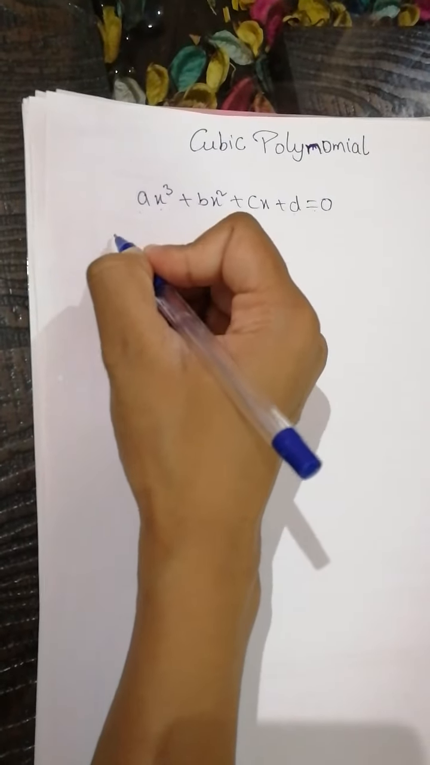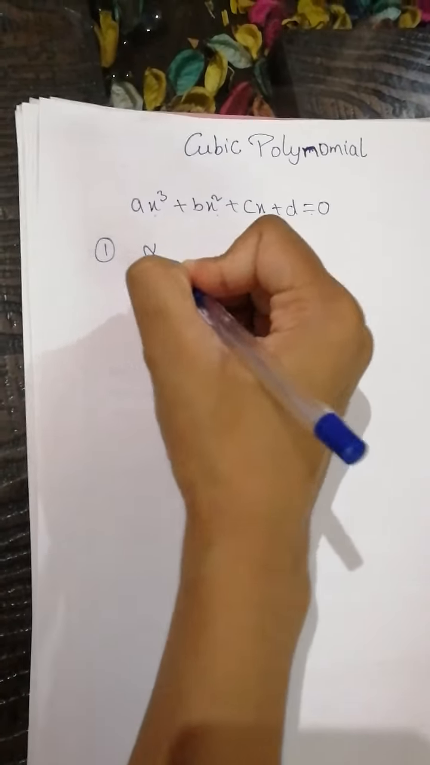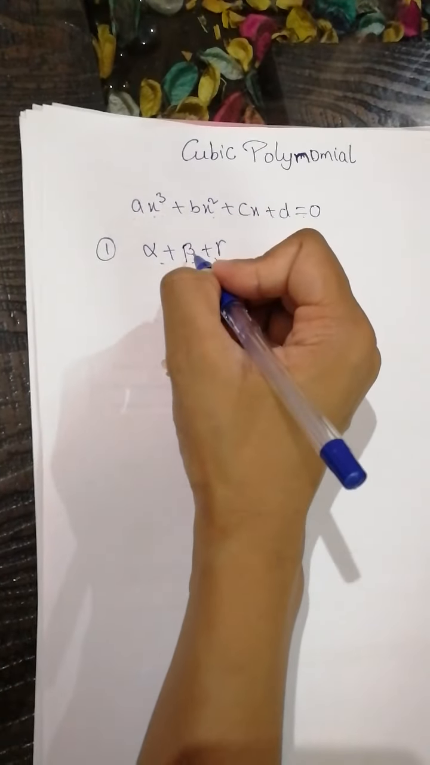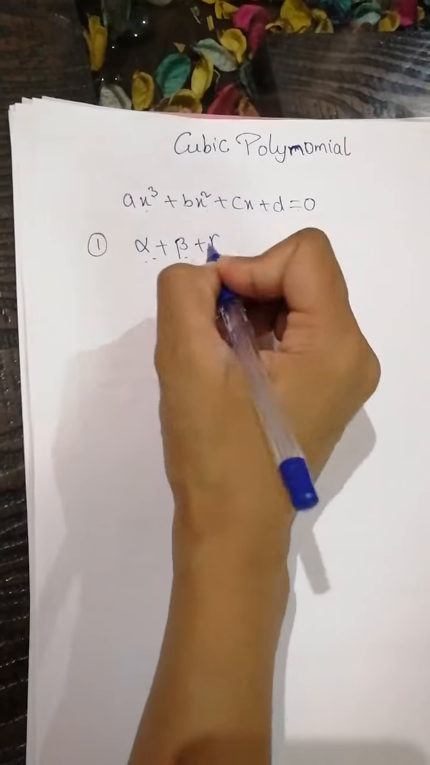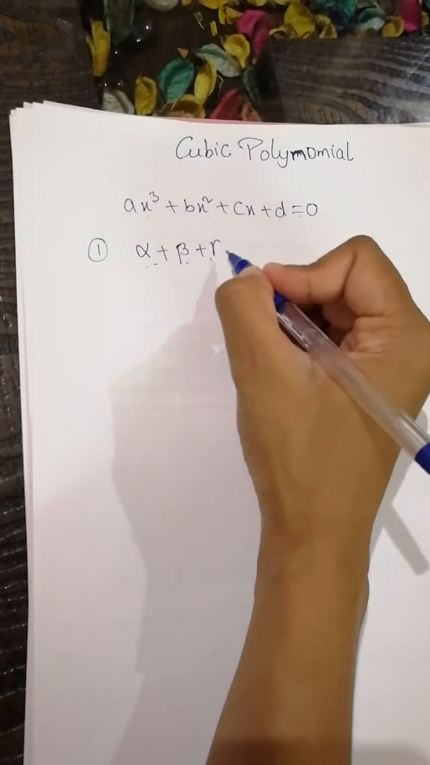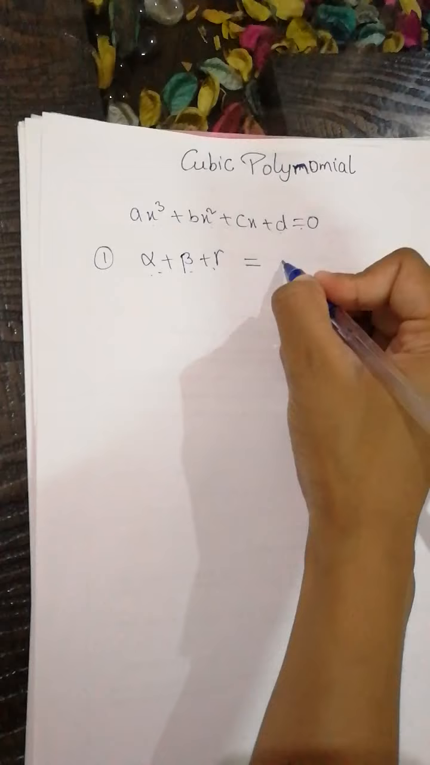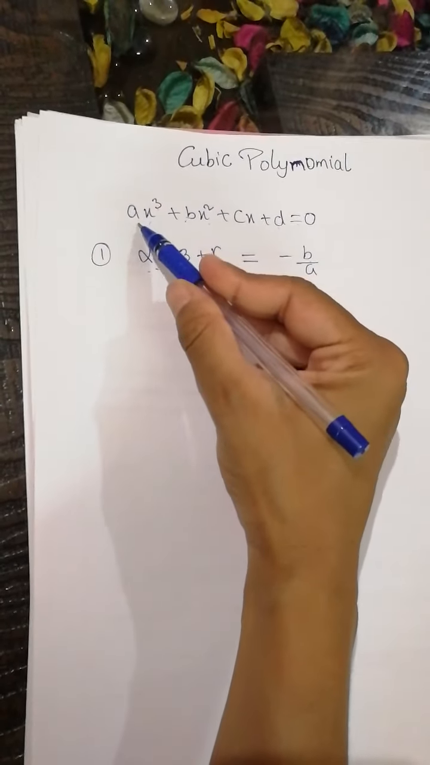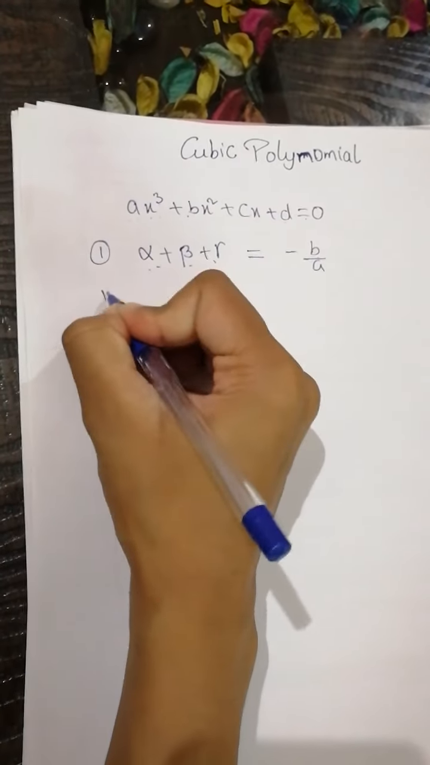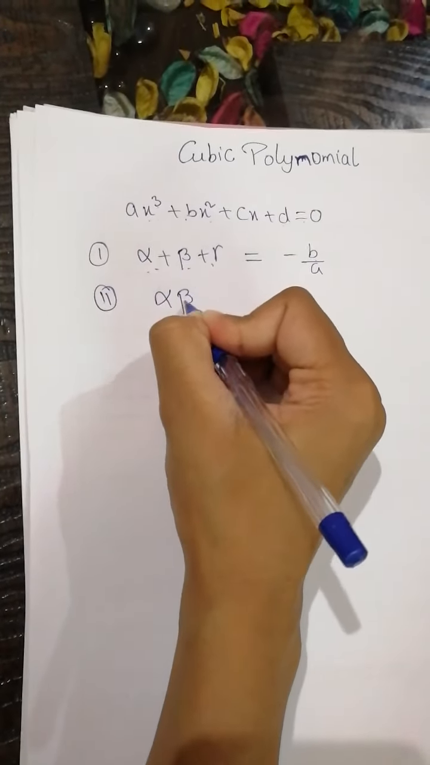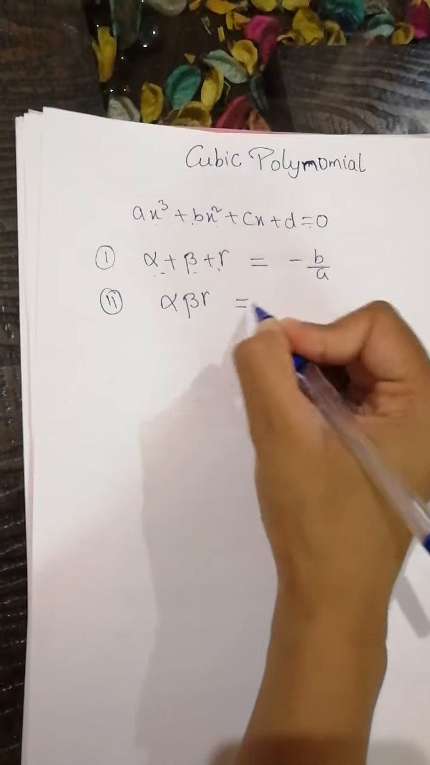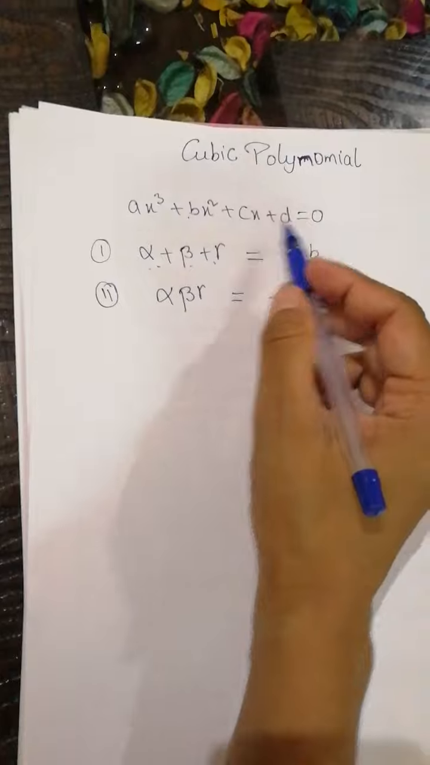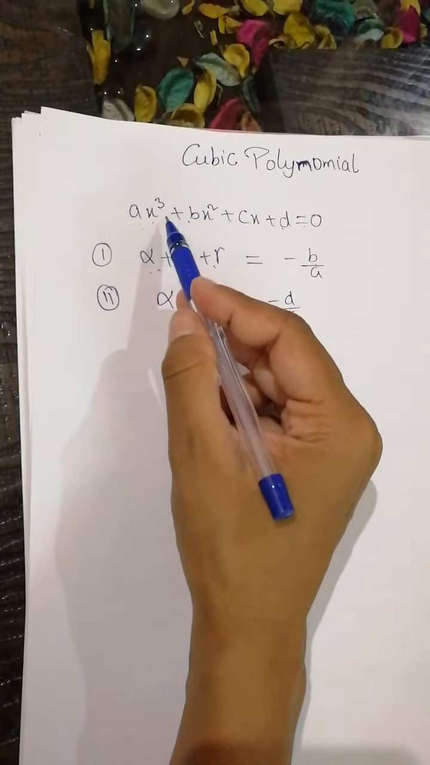The first formula is alpha plus beta plus gamma. Alpha, beta and gamma are the roots of this cubic polynomial. So the sum of the zeros of the polynomial is equal to minus b upon a, that means the coefficient of x square upon the coefficient of x cube. The second formula is the product of the zeros, which is equal to minus d upon a, that means the constant term divided by the coefficient of x cube.